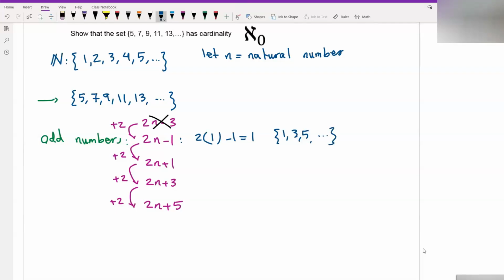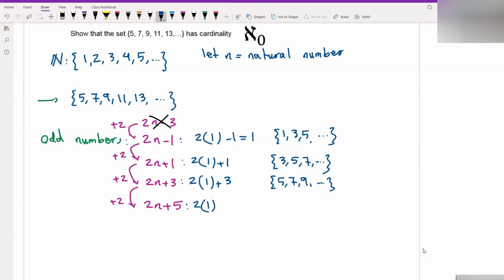Next one, 2n plus 1. So we have 1 times 2 plus 1, the starting point is 3. So we have 3, 5, 7. Next one here is 2 times 1 plus 3. We have 5 as the starting point. So it's 5, 7, 9. And also this one, it's the same thing, 2 times 1 plus 5. Now here the starting point is 7.